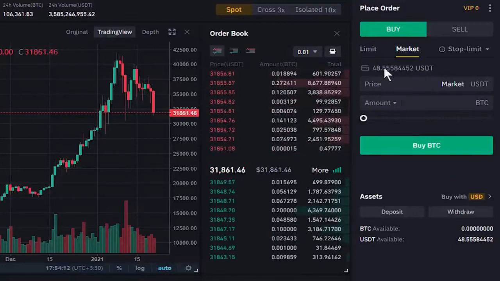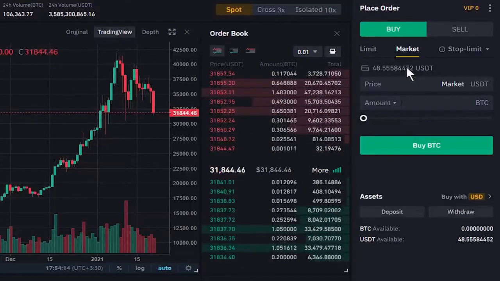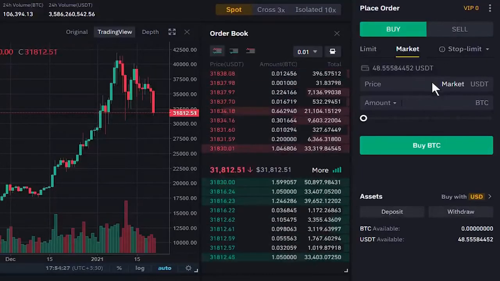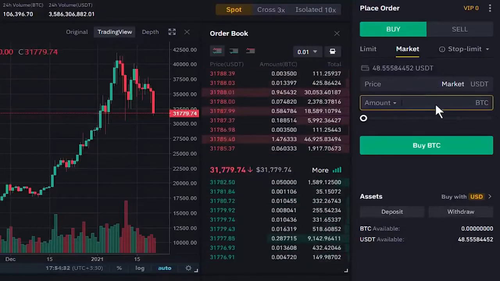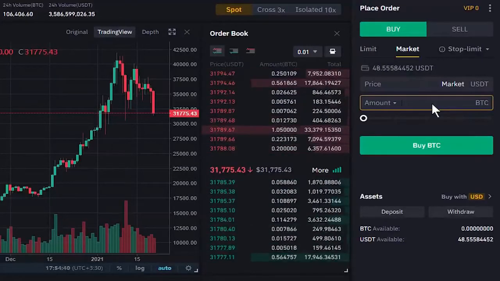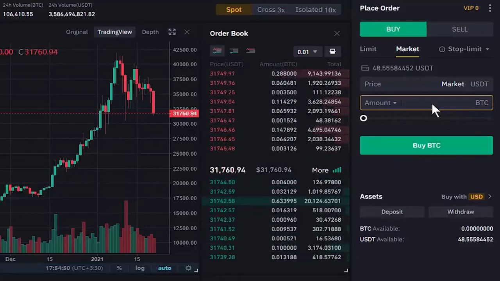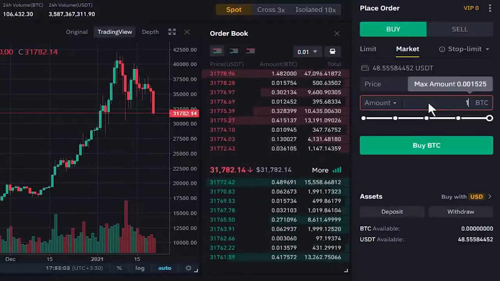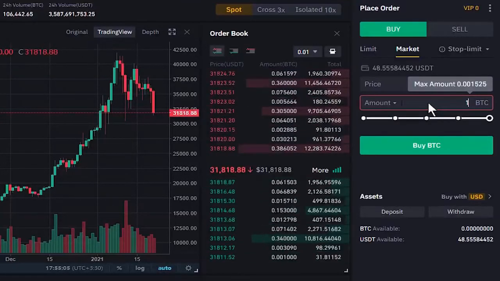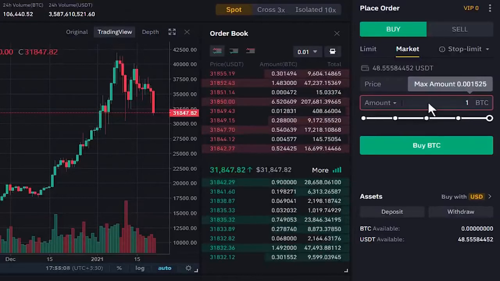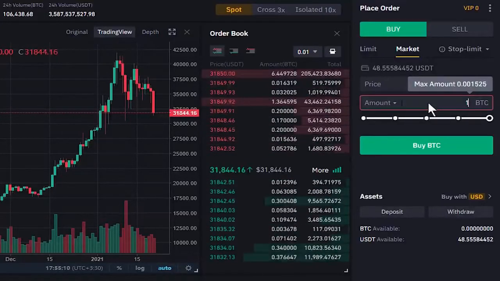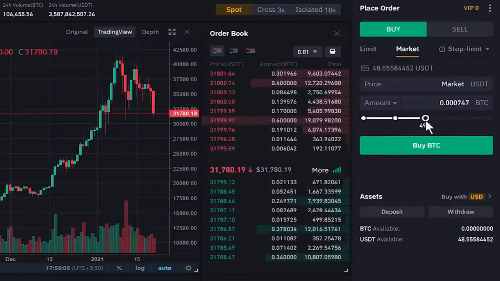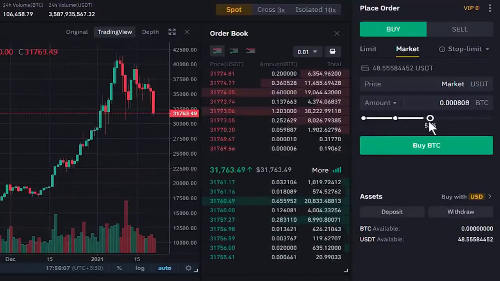Here, as I said, it shows how much Tether is available for us to buy Bitcoin. Here the price is set to market because we are placing a market order, and here in this box we enter the amount that we want to buy, and actually it's based on your available Tether. And if you enter, for example, 1 Bitcoin, you see that it gives the alert that the maximum amount that we can buy with our available Tether is something like 0.0015.